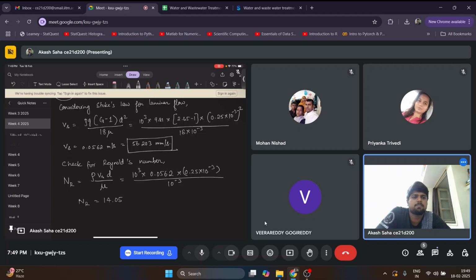What do you think? Is the flow laminar? How can you say the flow is laminar? What is the range of laminar flow for Reynolds number?